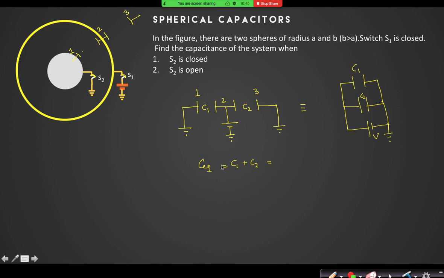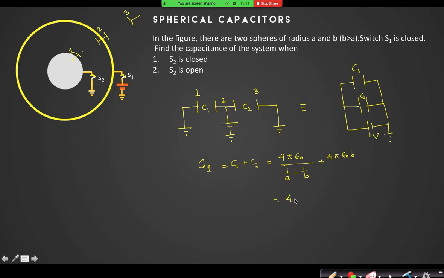What was the equivalent capacitance when the electric field lies between A and B? Do you remember that? 4 pi epsilon naught by 1 by A minus 1 by B. And what is C2, when the electric field lies between B to infinity? So what is C2? 4 pi epsilon naught B. Alright, let us try to solve it.